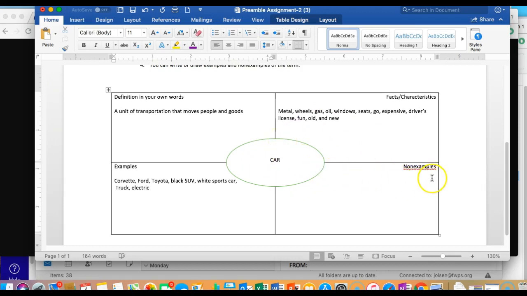And for non-examples, what absolutely is not a car? You want to be able to differentiate between what is an example and what isn't without being too silly. Okay, so we might write bicycle. Same category as transportation, right? But it is not a car. And I spelled that wrong. Bicycle. Okay. What else is a non-example when we're talking about car? How about a scooter? Along the same lines, a motorcycle.